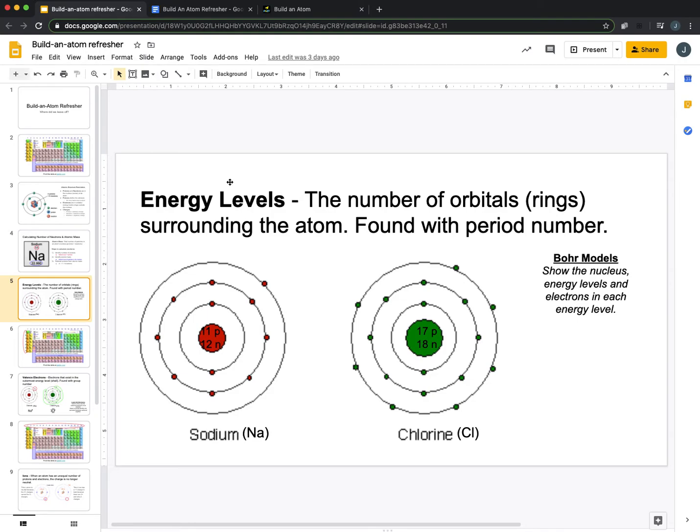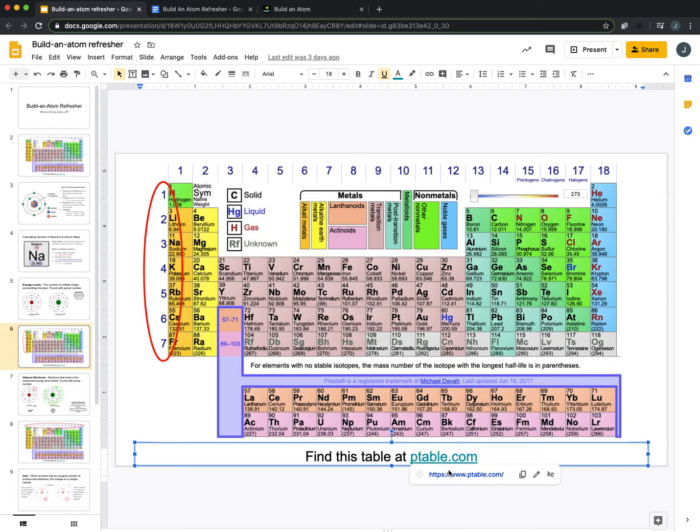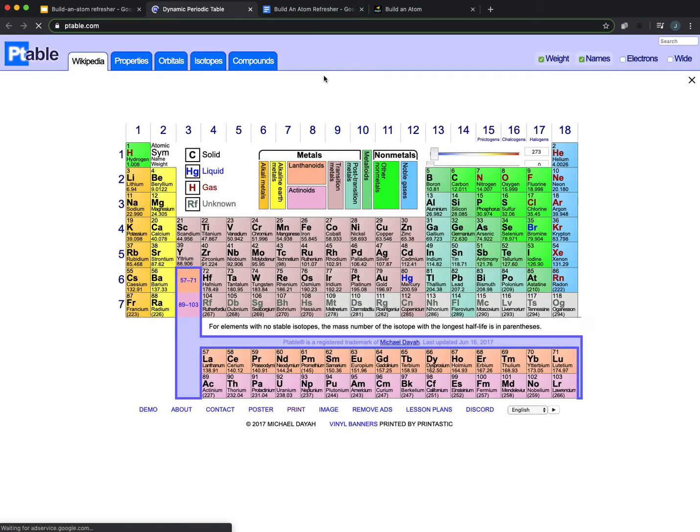The other thing we were talking about were energy levels. So remember that the energy levels are the number of orbitals. Sometimes we've been calling them rings, but really they're called orbitals surrounding an atom. And we can find this using the period number of the periodic table. So here we have the periodic table. And by the way, this periodic table was taken from this link down here. So this is a link that's in the presentation. So if you click it, it's going to bring you right to where I took a screenshot of this.